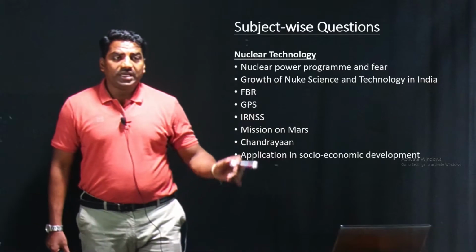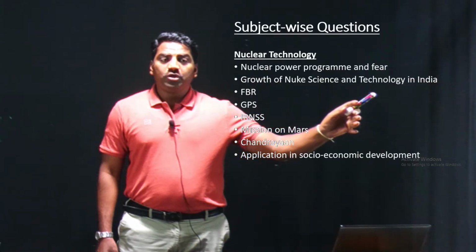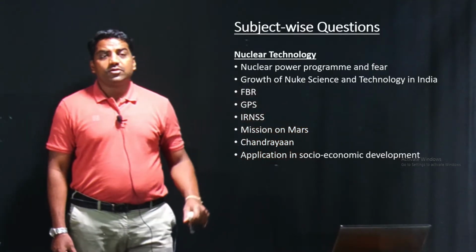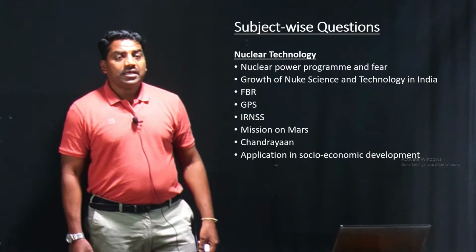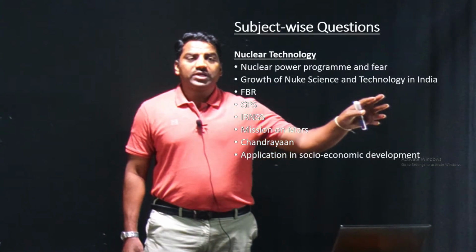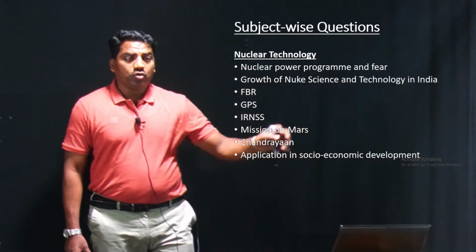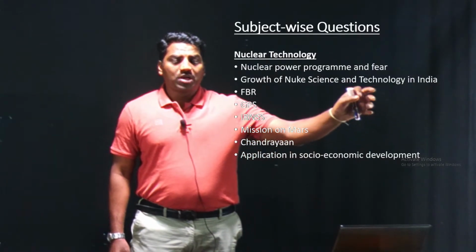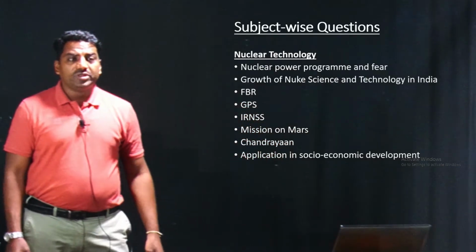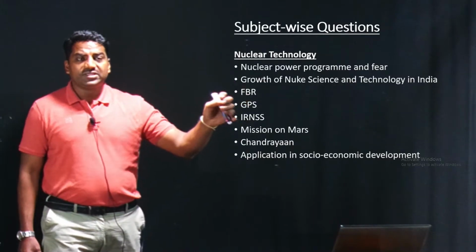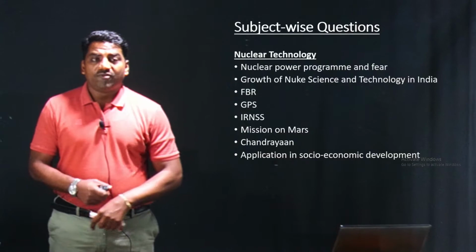from two angles. One is with respect to nuclear science and the other nuclear technology. When it comes to nuclear technology, the technology is used for two reasons. One is for peaceful purpose, and another is for security purpose. So here you need to explain about the nuclear power program of India and also the missile program of India. So we need to address this question from both the angles. Then coming to the other questions, FBR. So FBR here is the fast breeder reactor.